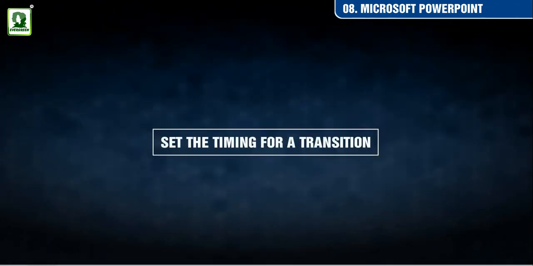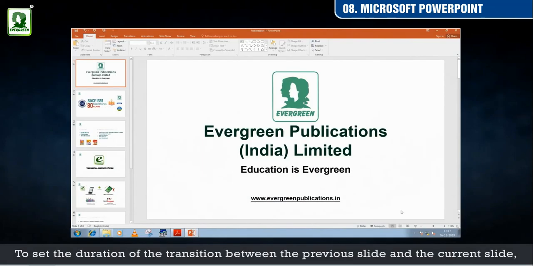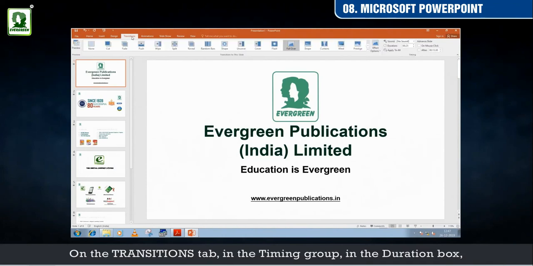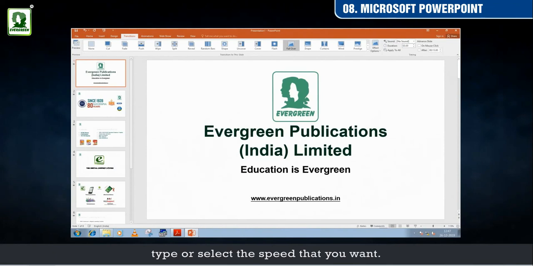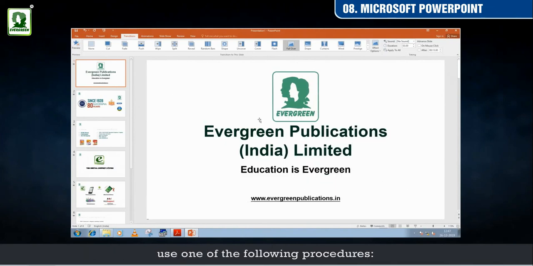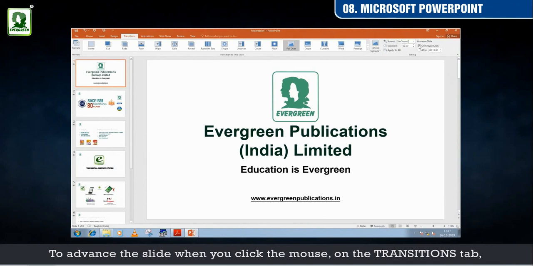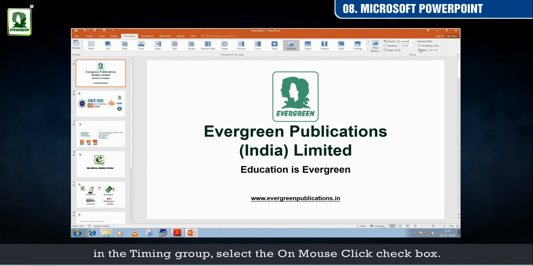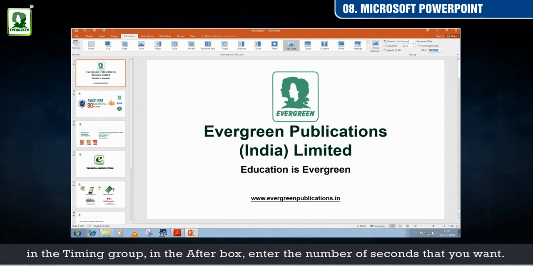Set the timing for a transition. To set the duration of the transition between the previous slide and the current slide, on the Transitions tab, in the Timing group, in the Duration box, type or select the speed that you want. To specify how long before the current slide advances to the next slide, use one of the following procedures. To advance the slide when you click the mouse, on the Transitions tab, in the Timing group, select the On Mouse Click checkbox. To advance the slide after a specified time, in the After box, enter the number of seconds that you want.